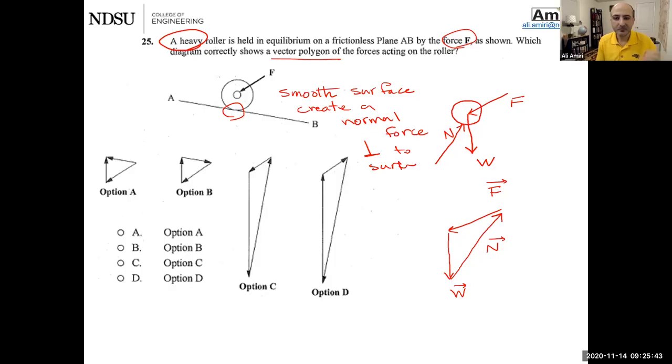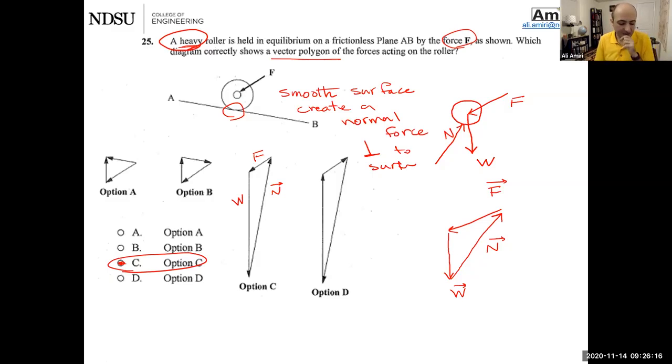Anybody? Okay, let's see. C, yes. So option C. My scale is a little bit off here, but this is basically F, this is the normal force, and this is the W. I think they draw W, well, maybe because it says heavy, but that will give you the free body diagram of this roller.